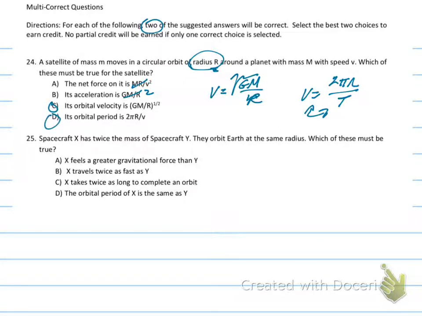Number 25, spacecraft X has twice the mass of spacecraft Y. They orbit Earth at the same radius, so the orbital radius is the same. Which of these must be true? X feels a greater gravitational force than Y. Well, we know gravitational force is equal to big G times mass 1, mass 2, over the distance between the centers squared. So whichever mass is going to be greater is going to have a greater gravitational force. So A definitely works.